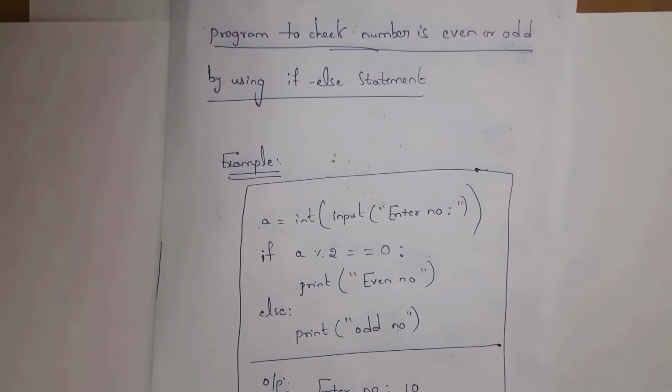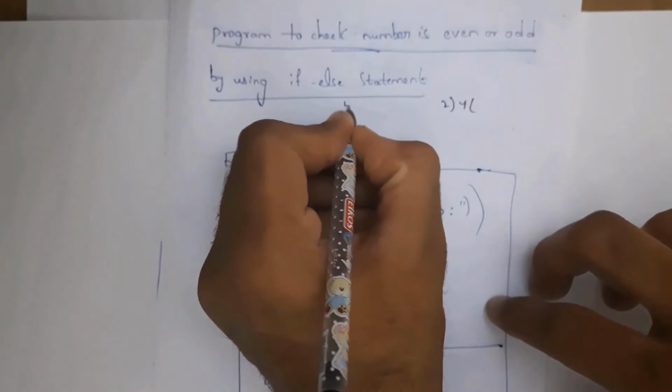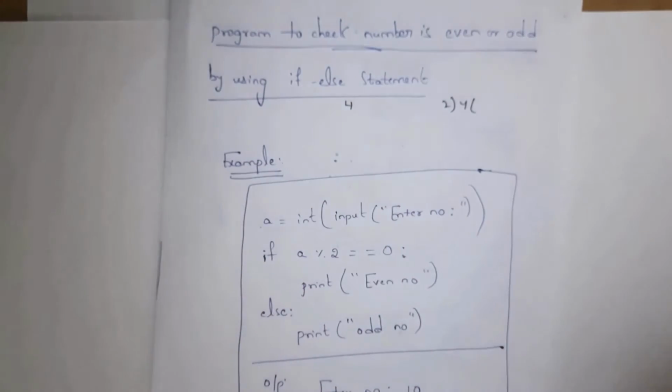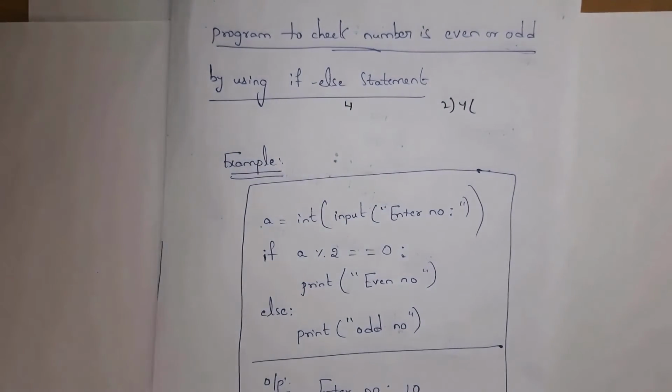Next I will explain a Python program to check whether a number is even or odd by using the if else statement. What is an even number? If we divide any number by 2 and if we get remainder as 0, then we call it an even number. For example, I want to find whether the number 4 is even or odd. So I need to divide this number 4 by 2, and if we get remainder as 0, then it is an even number. Else it is an odd number.